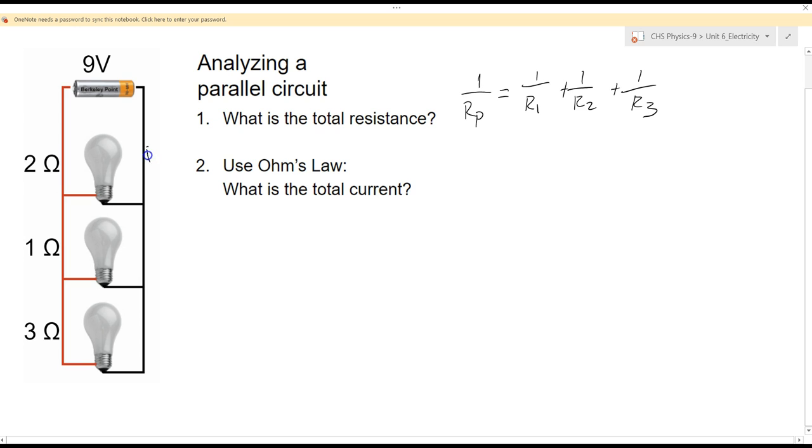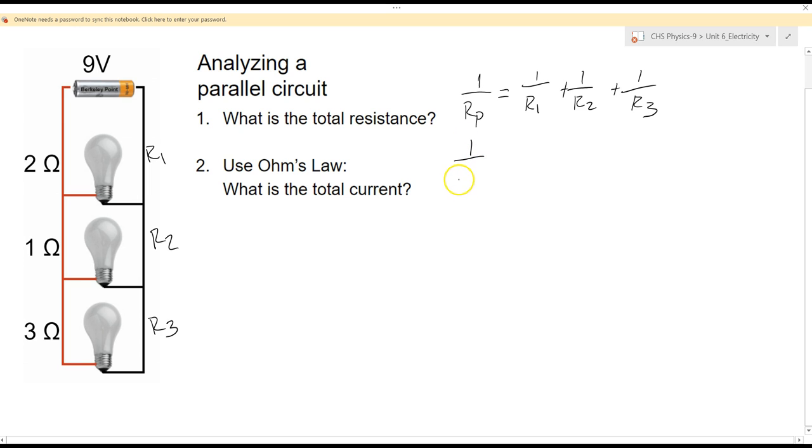I'm just going to call this guy R1, this is R2, and this is R3. It does not actually matter which one's which. It all ends up working out in the end. So if you called the first one 2, the second one 3, the third one 2, whatever, it does not matter. But that's just how I'm going to do it.